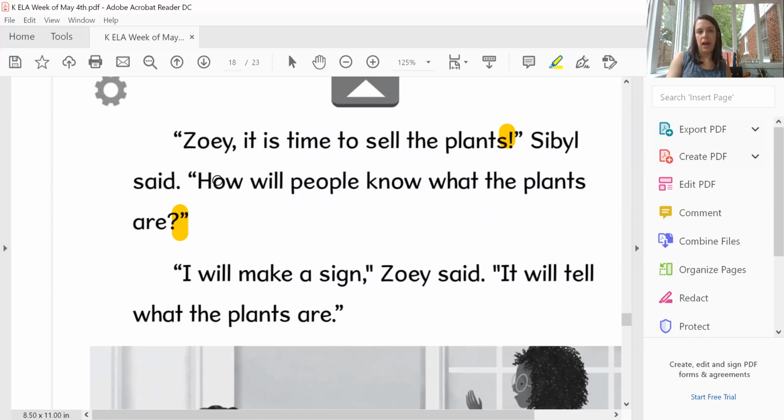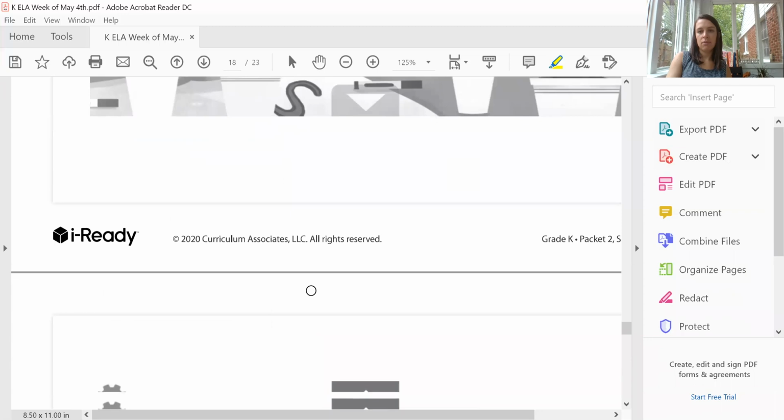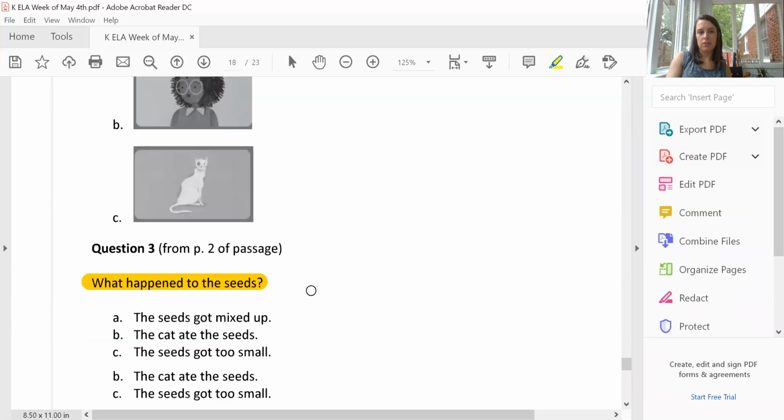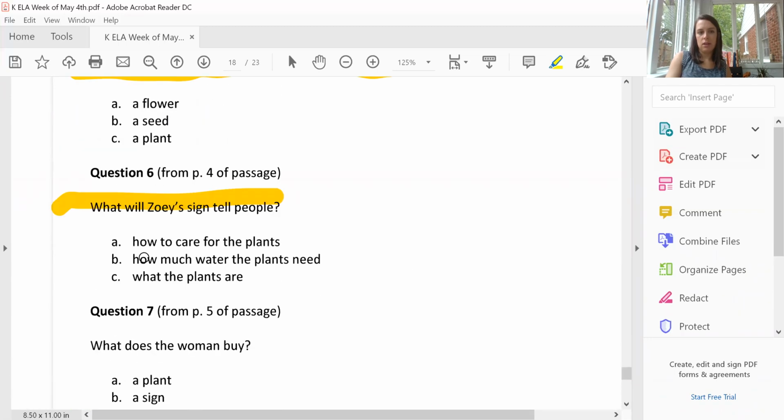Her sister says, how will people know what the plants are? I will make a sign, Zoey said. It will tell what the plants are. So now let's look at our answers. The sign tells people how to care for the plants, how much water the plants need, or what the plants are.